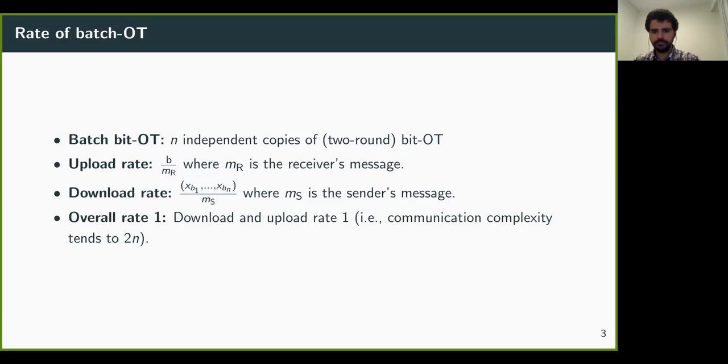One more quick question. The rate is a vector? Okay, the notation is not very good. B is a vector, and the upload rate is the size of this vector over the size of the receiver's message in the OT protocol. Likewise, the download rate is the size of the output over the size of the sender's message. Okay, I see. Thanks. Perfect.